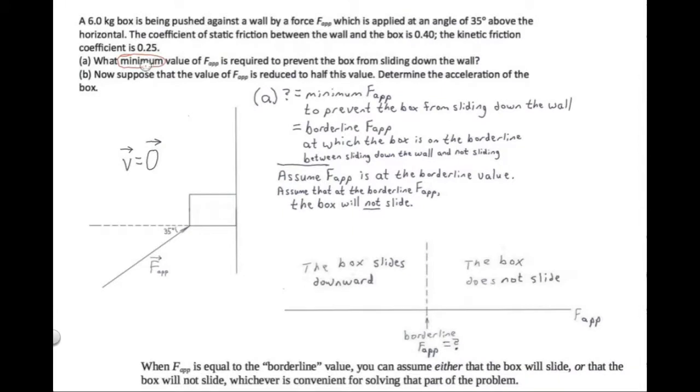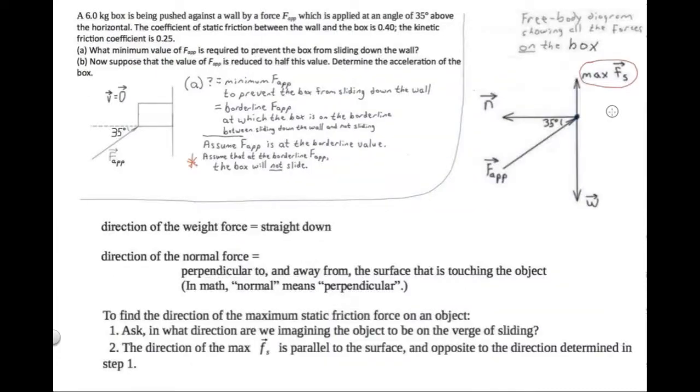To solve a minimum or a maximum problem involving whether an object will slide, such as part A, assume that the object is on the borderline between sliding and not sliding. And for a minimum or maximum problem involving whether the object will slide, assume that at the borderline value, the object will not slide. Therefore, we apply static friction for part A. Since the box is on the verge of sliding, we apply maximum static friction.